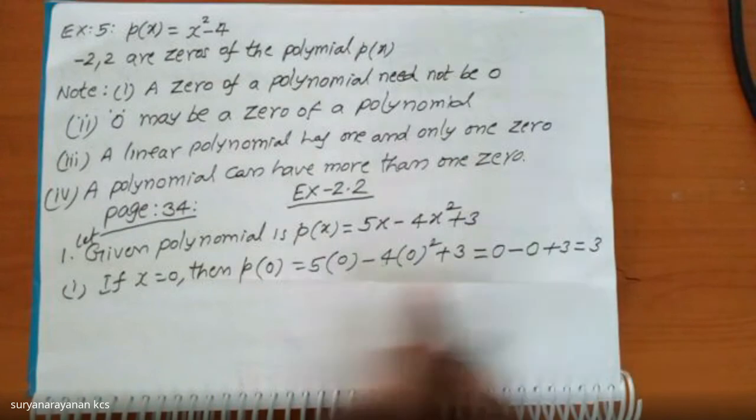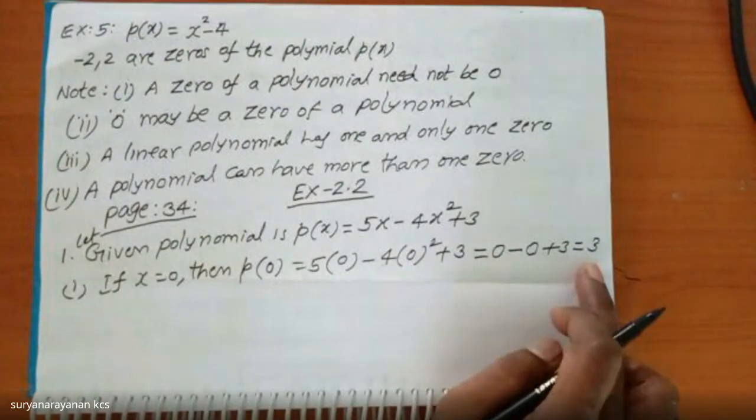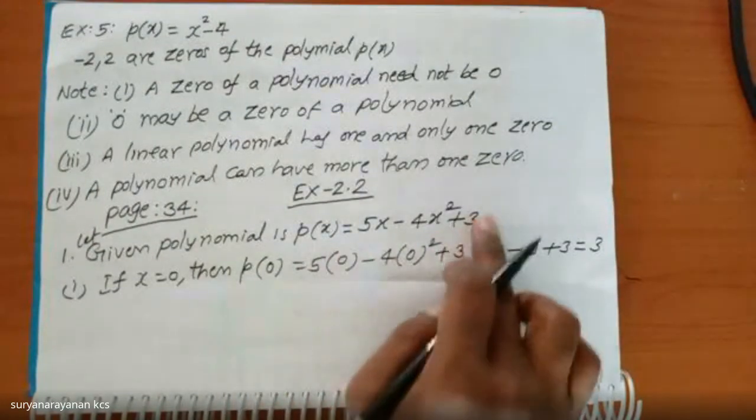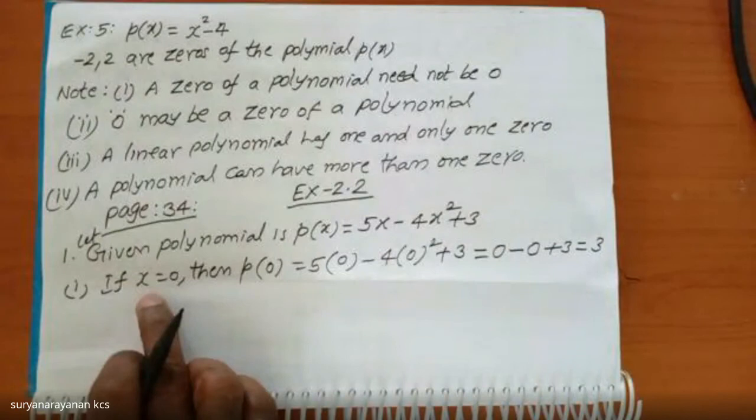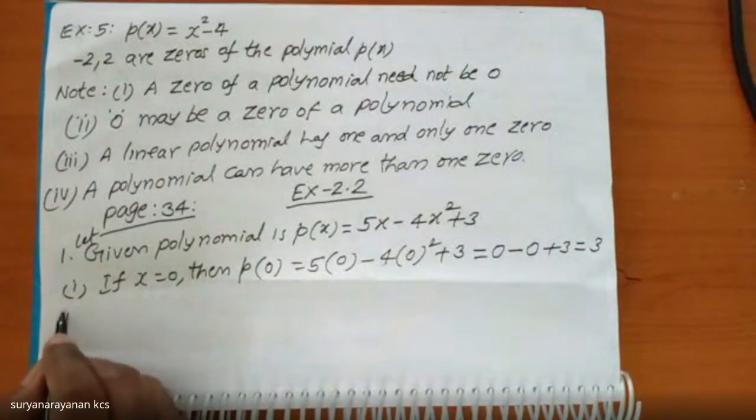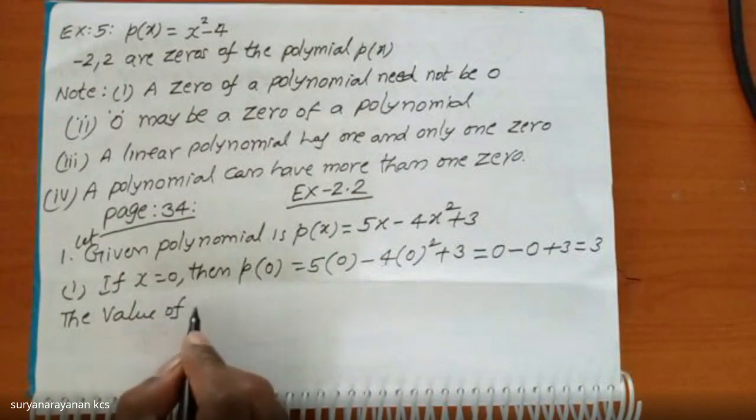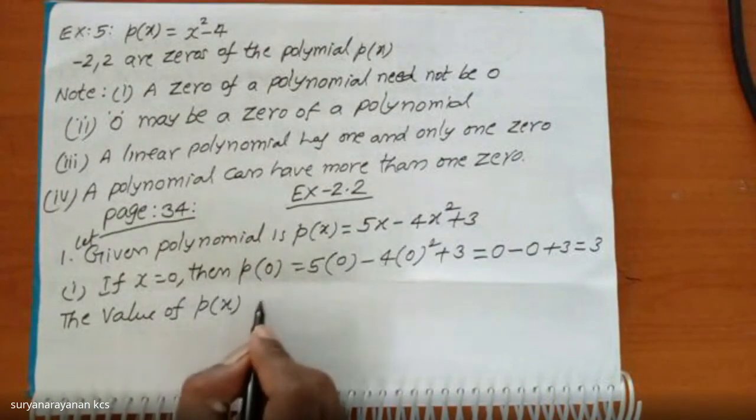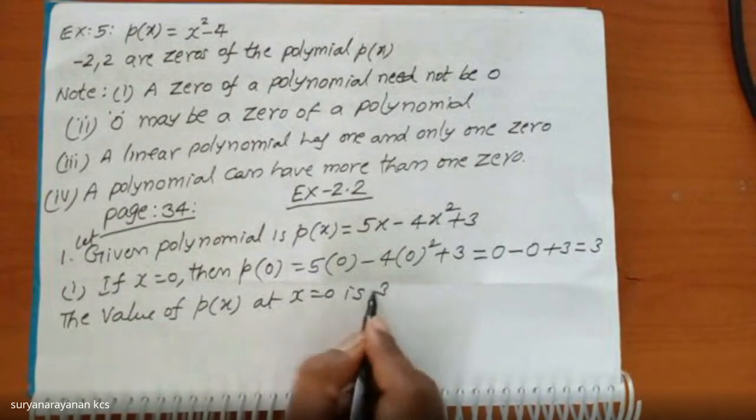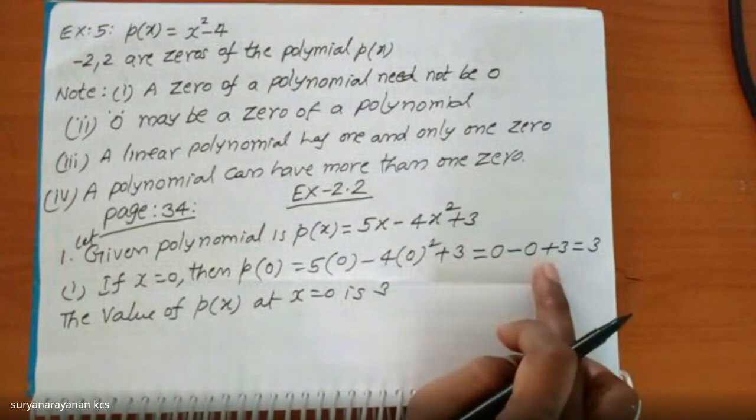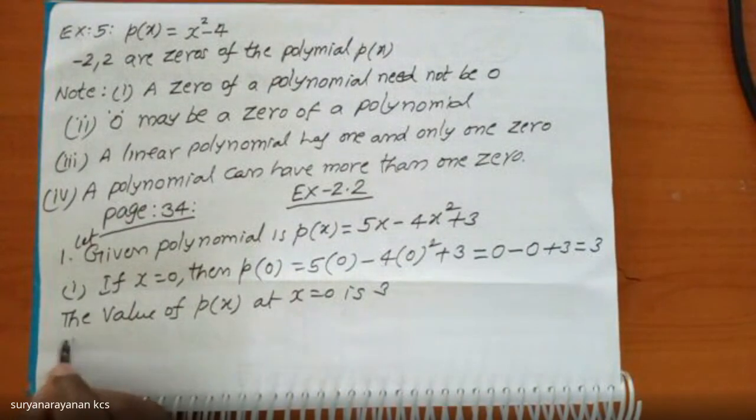3. So, P of 0 is equal to 3 means the value of this polynomial at x is equal to 0 is 3. The value of P of x at x is equal to 0 is 3. Okay, this is the value of this polynomial when x is equal to 0. Understood this one?